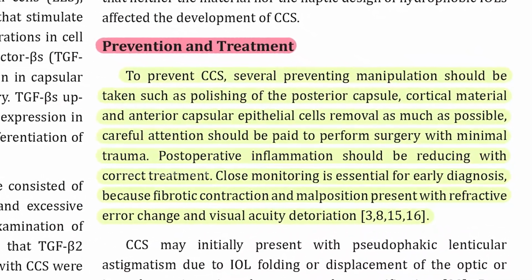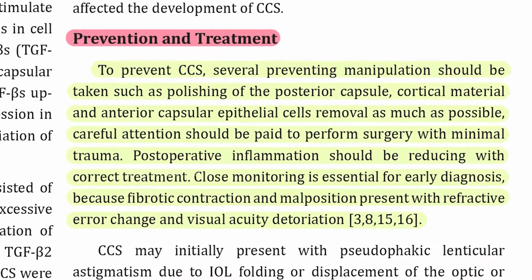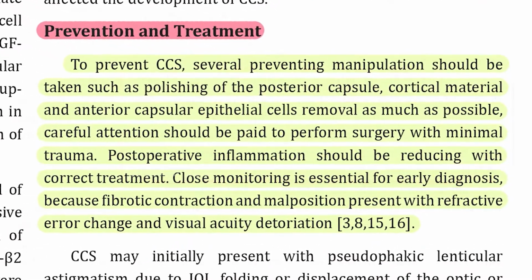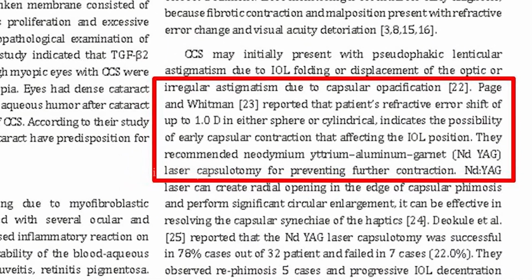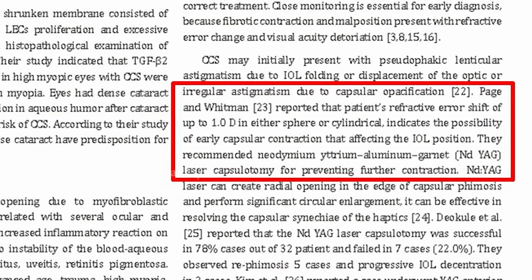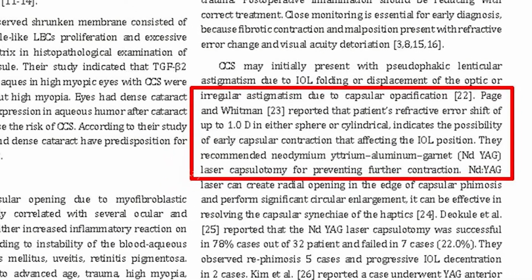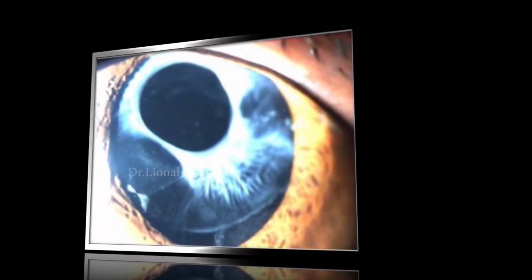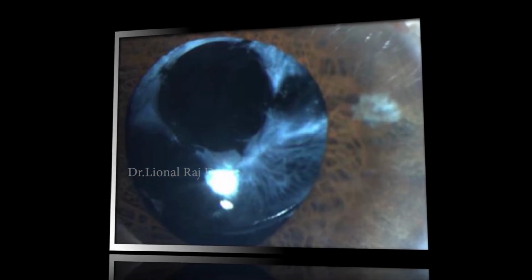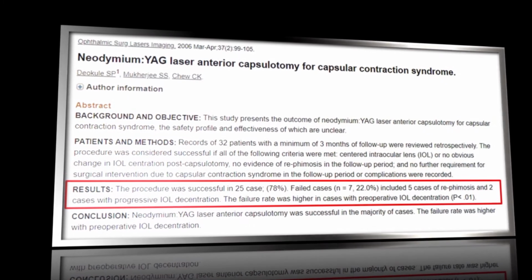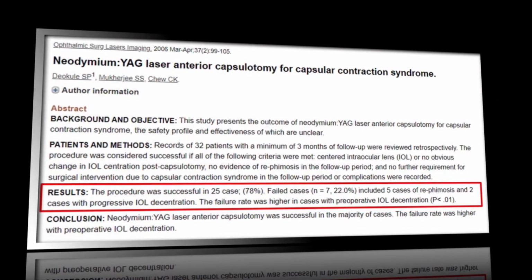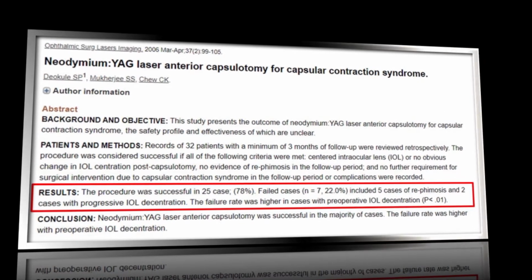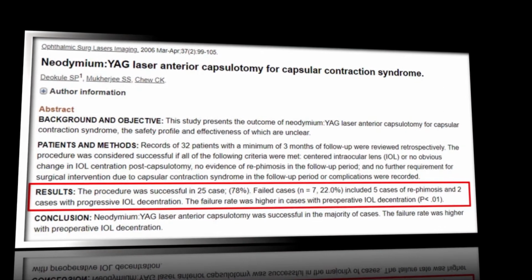However, close monitoring is essential for an early diagnosis. Whitman reported a refractive error shift by one diopter, either in sphere or in cylinder, is an early sign of capsular contracture. Nd:YAG lasers could help in relaxation of the contracted capsulectomy zone in 78% of cases. However, according to Deukel, 22% of cases failed and 2 cases had progressive IOL decentrations.